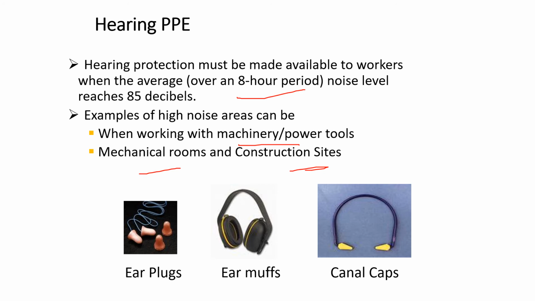For the hearing PPE, you can select according to the nature of the hazard. For example, there are certain types like canal caps, ear muffs available, as well as ear plugs. According to the intensity of the sounds or the noises, you can select the hearing protection.